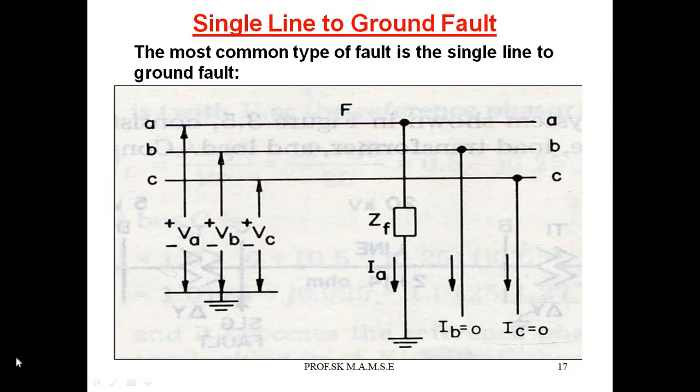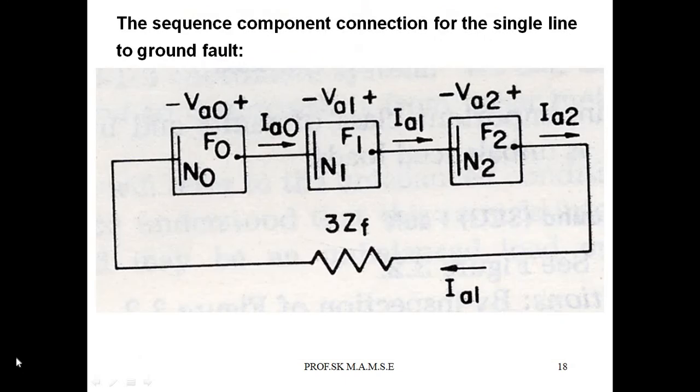Next, single line to ground fault. The most common type of fault is the single line to ground fault on phase A of phases A, B, C. That is the fault impedance ZF. Then the supply voltages VA, VB, VC, and fault current IA. Then the other currents IB is equal to 0, IC is equal to 0.